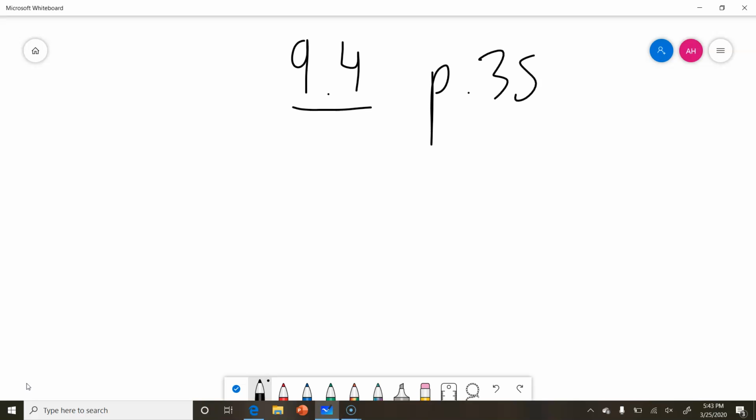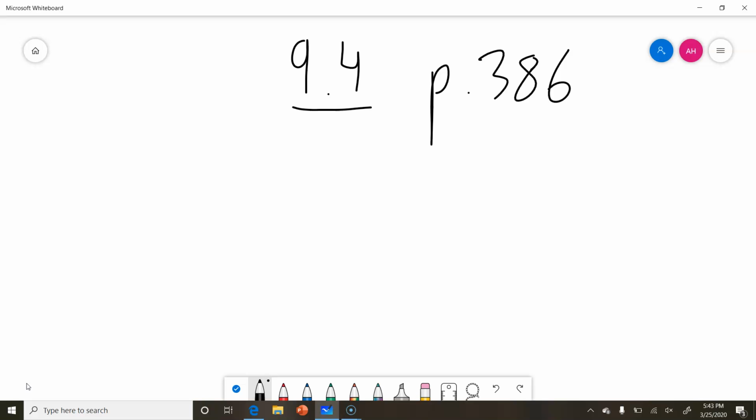So we're going to redo lesson 9.4. Bear with me here as I try and use this screen share option. This is on page 386. Okay, and we're going to be going over the FOIL method again. As you remember, that's where we finished.